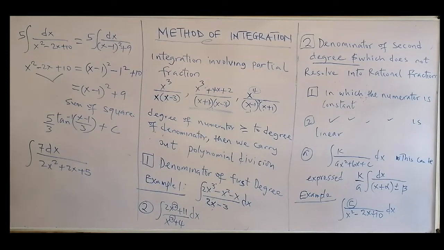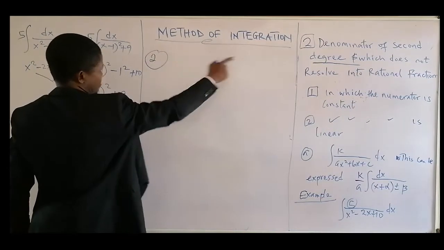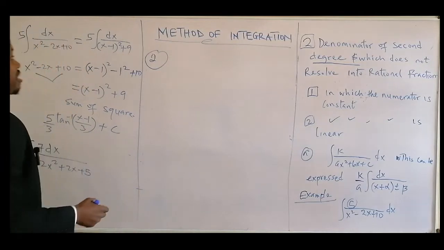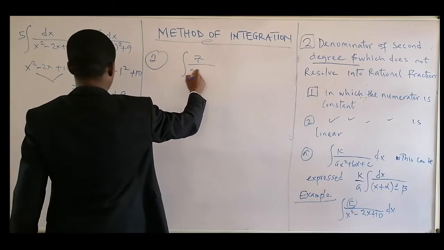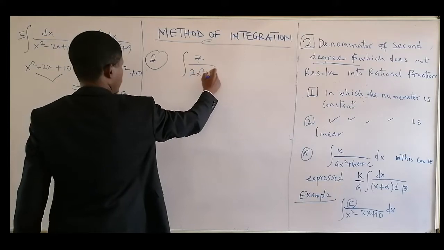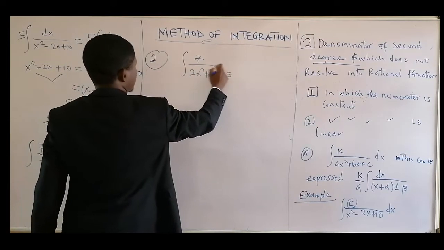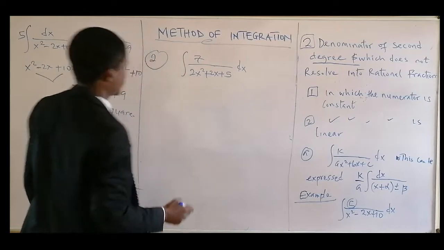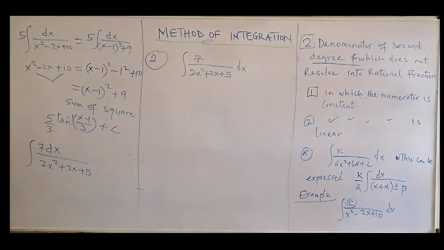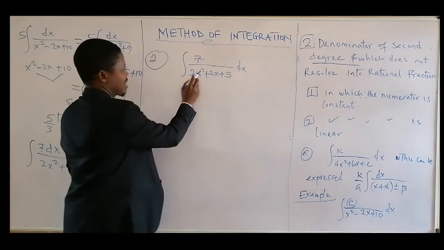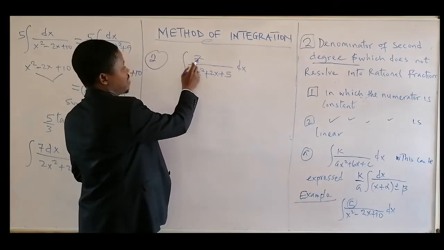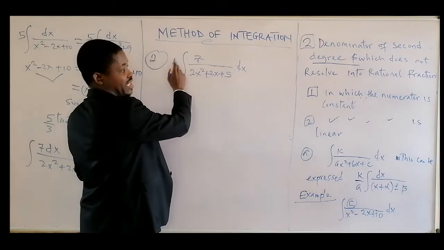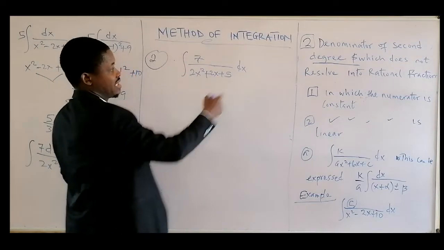So that's the next question for that denominator of second degree: the integral of 7 over 2x squared plus 2x plus 5 dx. If you check this question, you realize that the denominator is of second degree, the power 2. And the numerator is a constant. That's case 1 in the second method.